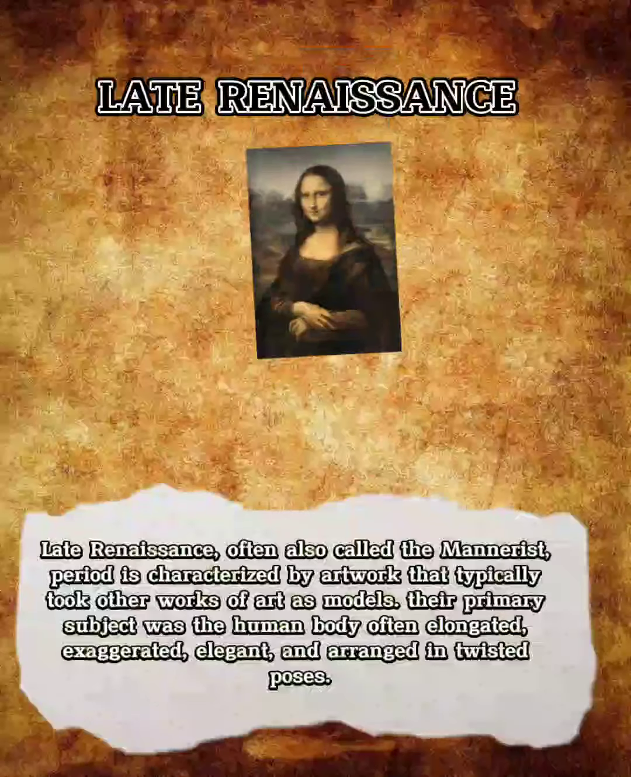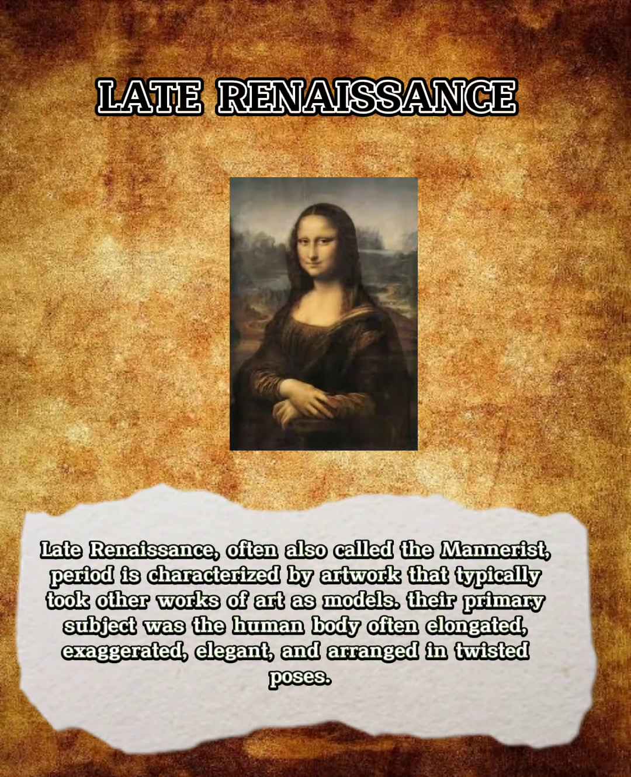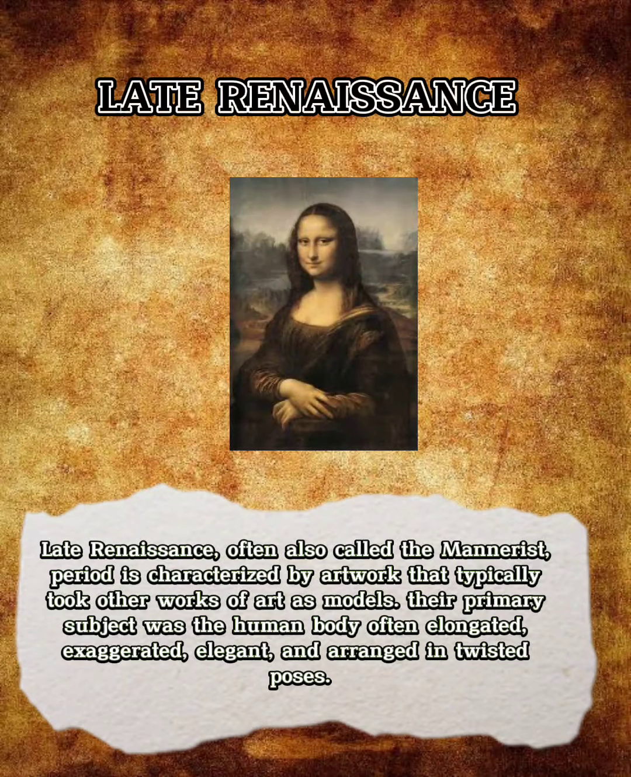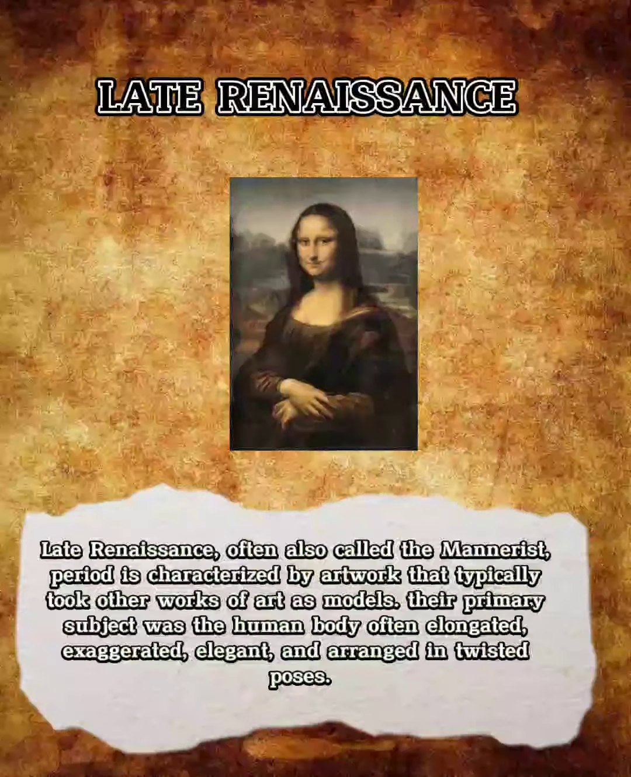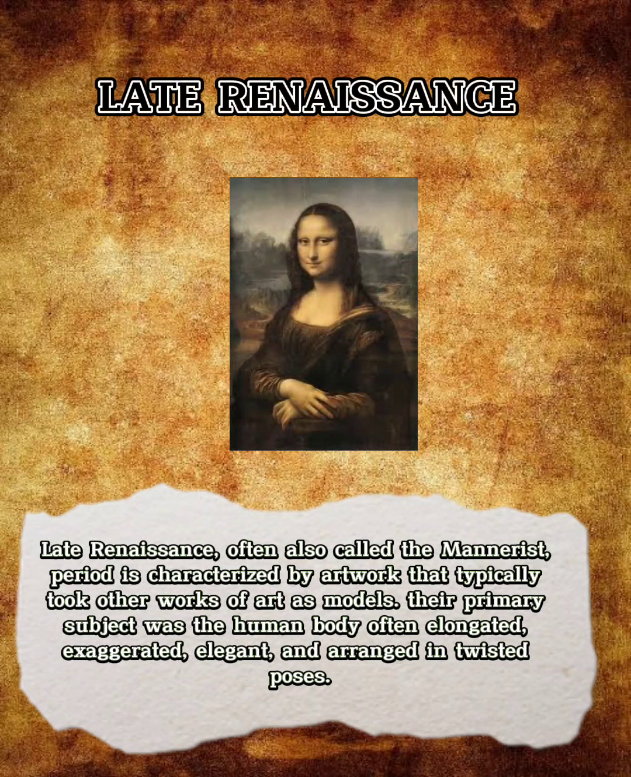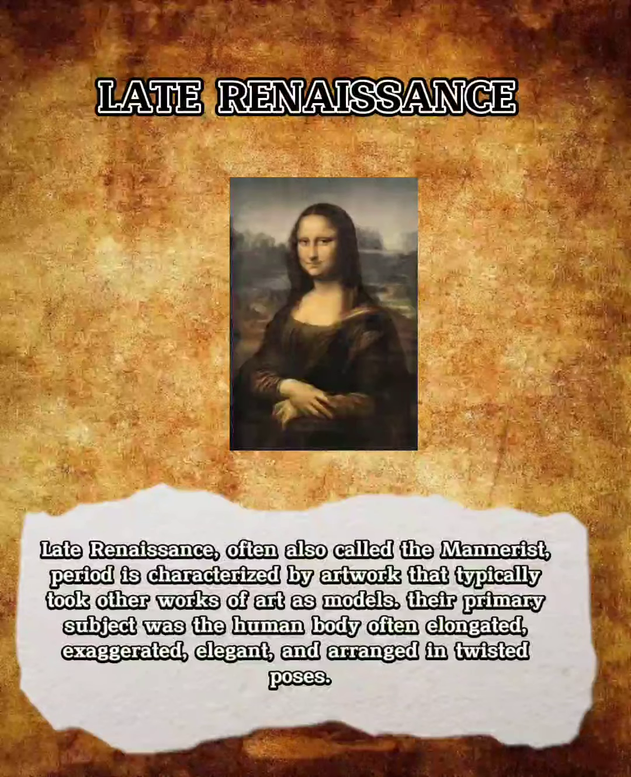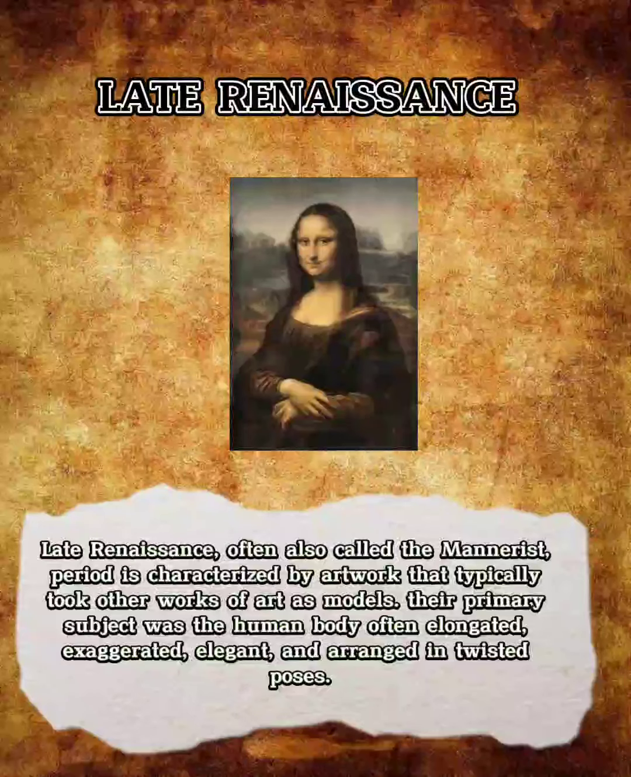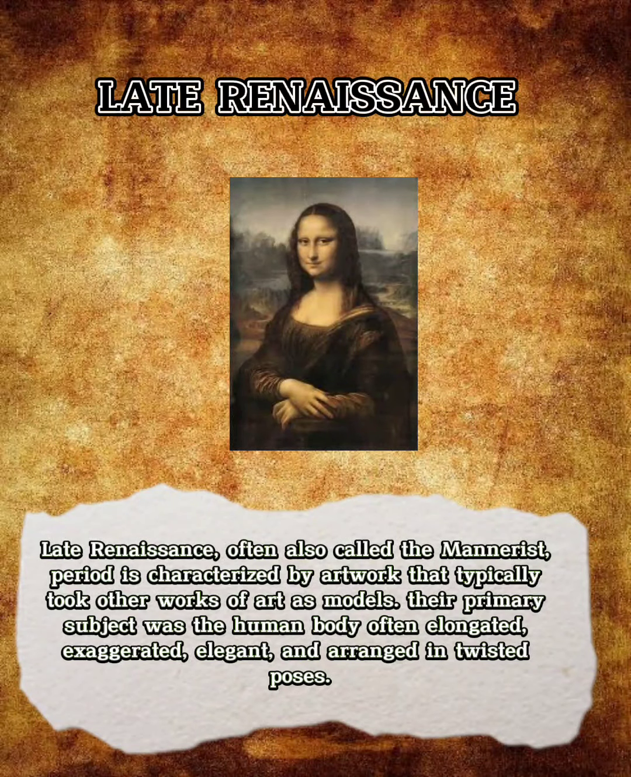Late Renaissance, often also called the Mannerist period, is characterized by artwork that typically took other works of art as models. Their primary subject was the human body, often elongated, exaggerated, elegant, and arranged in twisted poses.